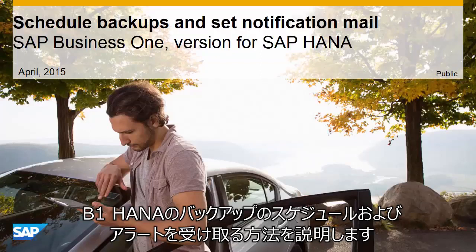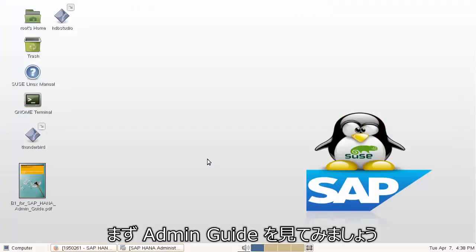Hello and welcome to this session on how to schedule a regular backup for SAP Business One version for SAP HANA and how to get an alert if a backup fails. First of all, we will start here directly in Linux, but you can also start from Windows, just opening the admin guide for you.